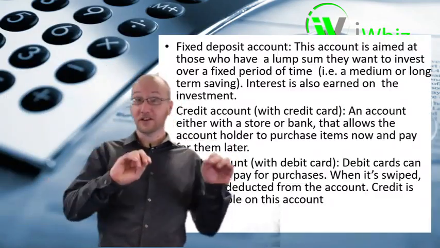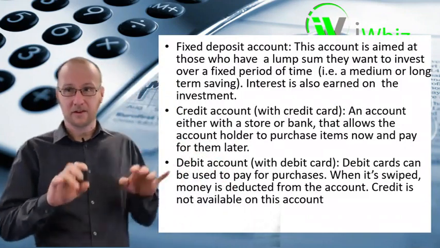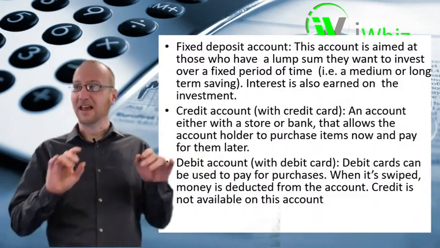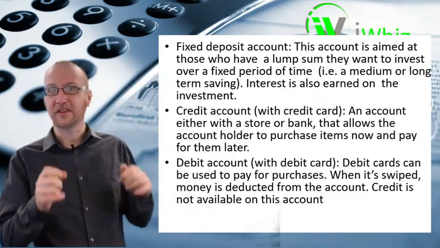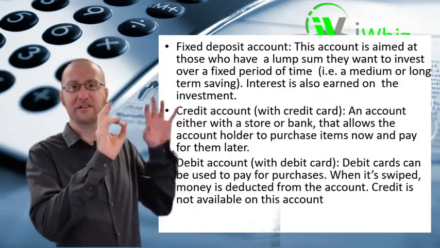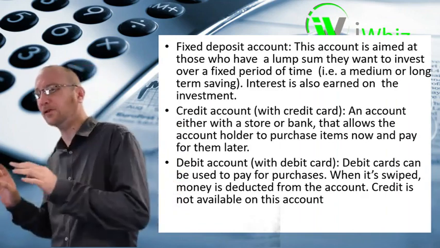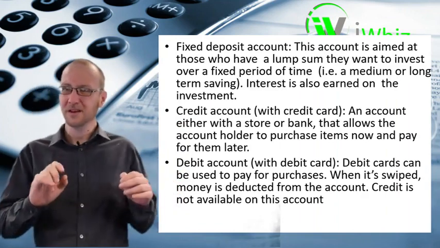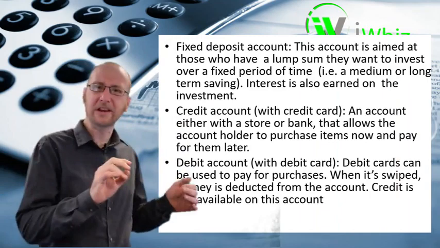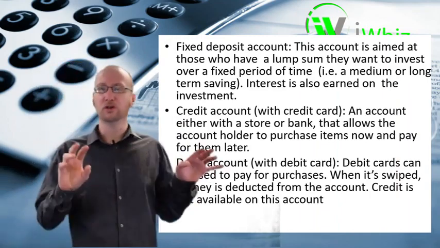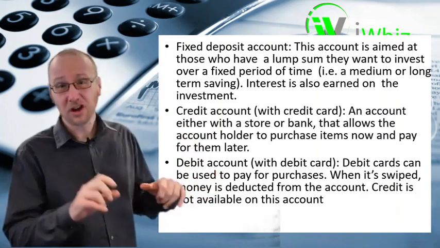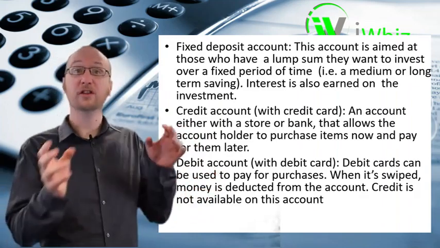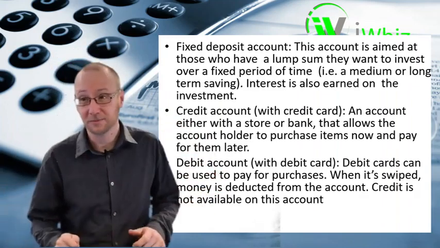Next, we have a fixed deposit account. This is an account that is aimed at those who have a lump sum or a large amount of money that they want to invest over a fixed period, so for a certain amount of time. So these can also be called medium or long-term savings. On one of these kinds of accounts, you earn interest on the money that you have invested.